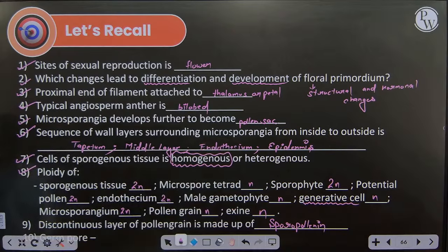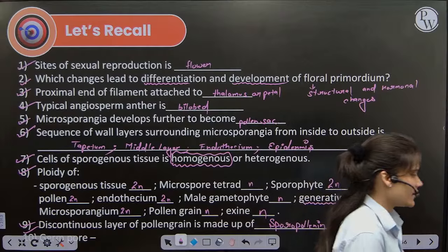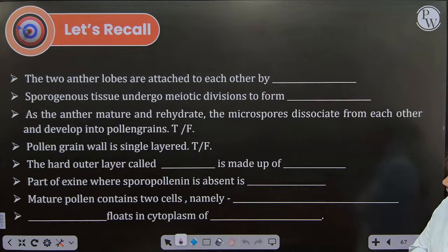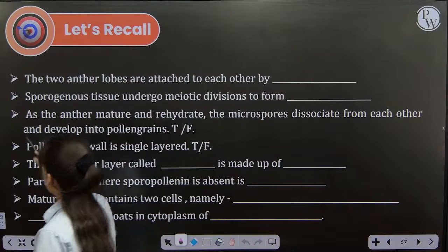Now, what is germ pore? Germ pore is the aperture where sporopollenin is absent, and that germ pore helps in guiding the formation of the pollen tube. Next. I'm not going to fill these, you fill them yourself.